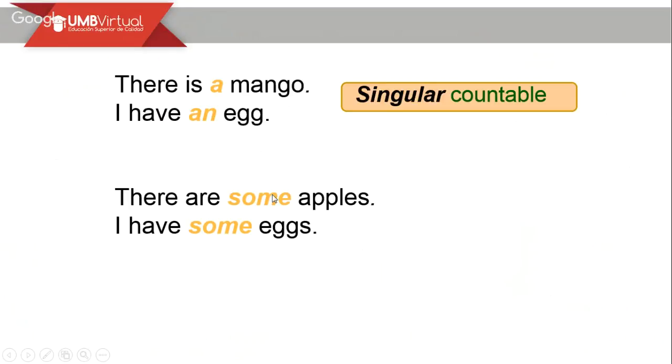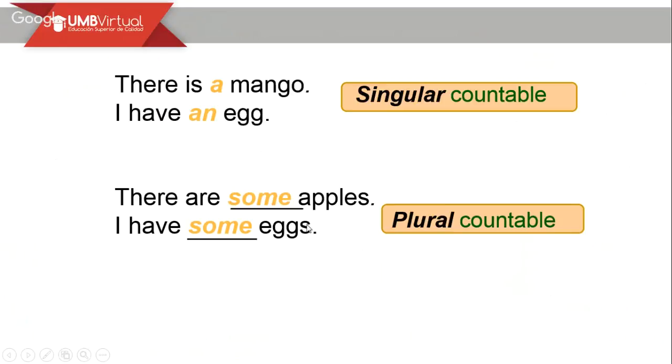And there are some apples. I have some eggs. There is going to be the second example, where we can see right here, both of those nouns are countable, so plural, right? Good, perfect. Some. What is the meaning of some? ¿Cuál es el significado de some? Algunas o algunos. Hay algunas manzanas, hay algunos huevos. O yo tengo algunos huevos.